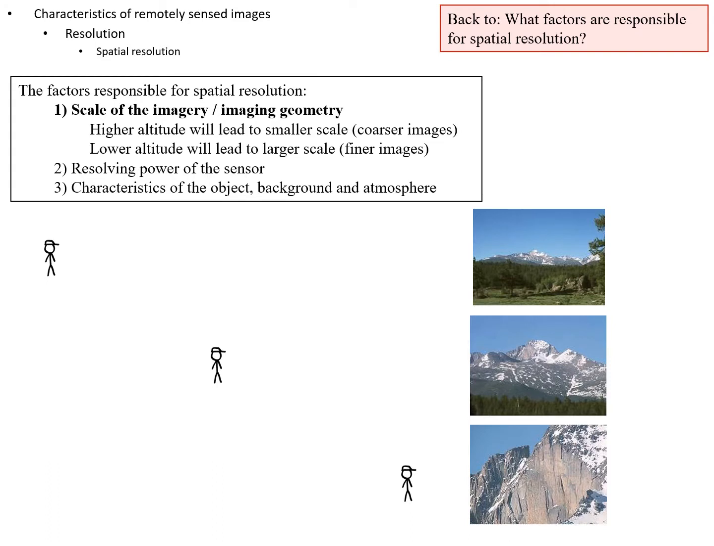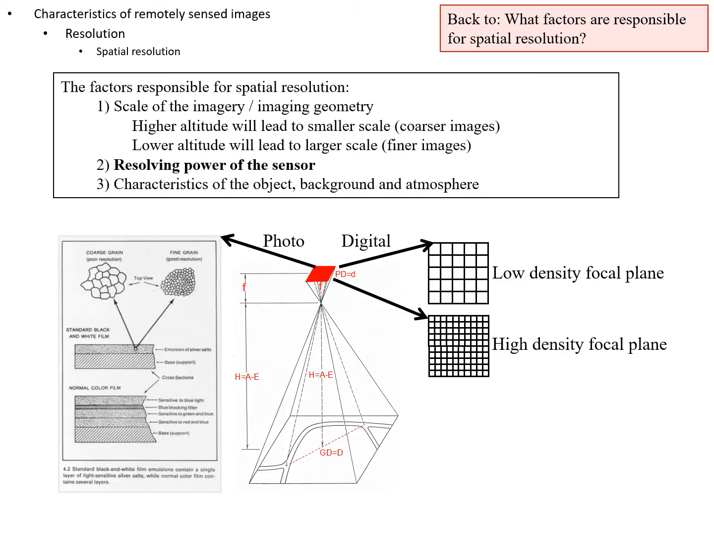So the factors responsible for spatial resolution: scale of the imagery, the imaging geometry. So the closer you are to an image, the smaller the area that you record. The resolving power of the sensor. So you might have film shown there on the left with either fine grain or coarse grain. That's going to affect the spatial resolution. The digital camera, you might have a low density focal plane with large pixels or a high density focal plane with small pixels, and that will follow into the spatial resolution of your image.